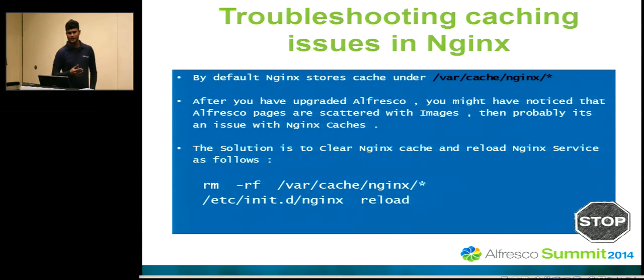Maybe after you upgrade Alfresco, in the browser, you might see some images and everything scattered. What you can do is just remove the Nginx disk cache and reload the Nginx service.